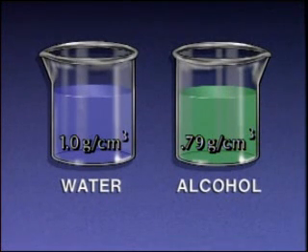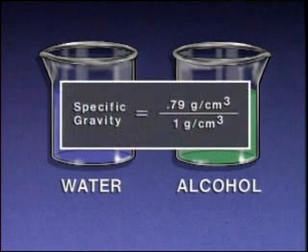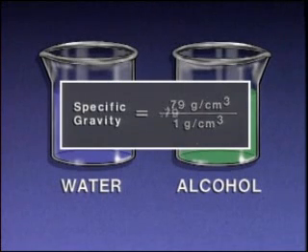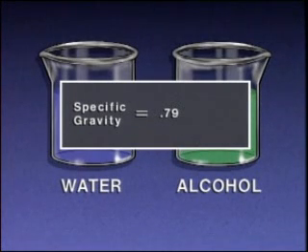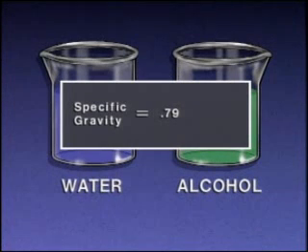To find the specific gravity of the alcohol, we use the ratio of the density of the alcohol to the density of water. When the division is done, we get a specific gravity of 0.79. A specific gravity of 0.79 means that the alcohol is 0.79 times as dense as the water.